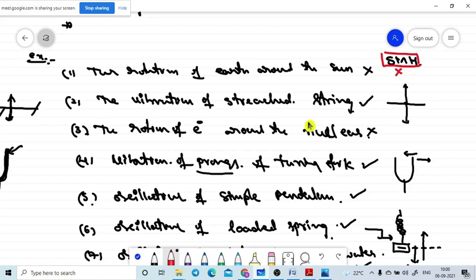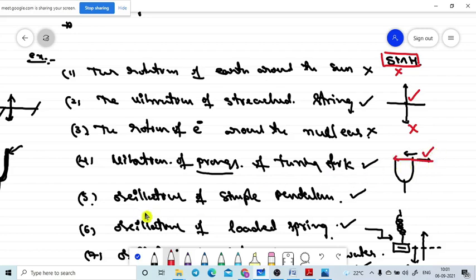The vibration of the string, that means a stretched string. Is it a simple harmonic motion? Yes, this is a simple harmonic motion. The rotation of the electron around the nucleus, is it simple harmonic motion? No, it is not. The vibration of the quartz of the tuning fork, is it simple harmonic motion? Because they are in a straight line only, moving back and coming back, it is a simple harmonic motion.